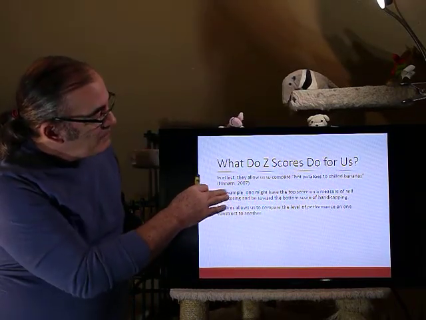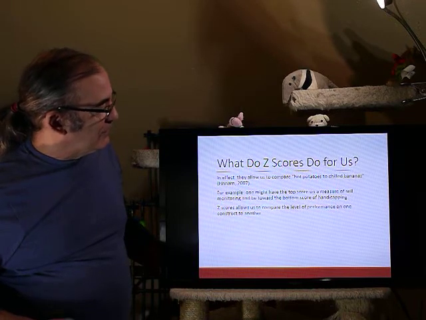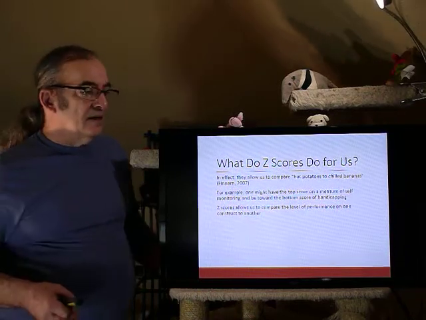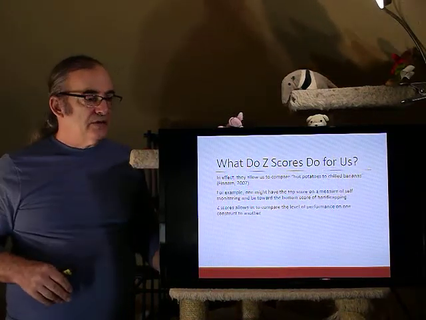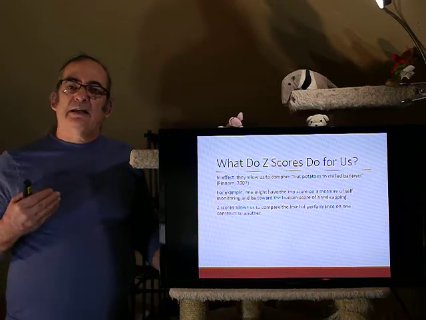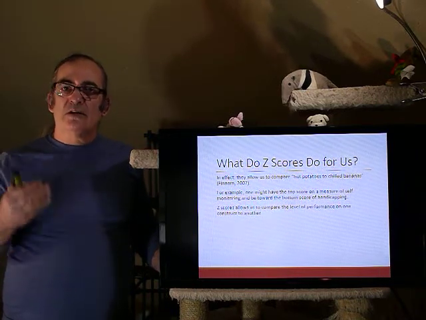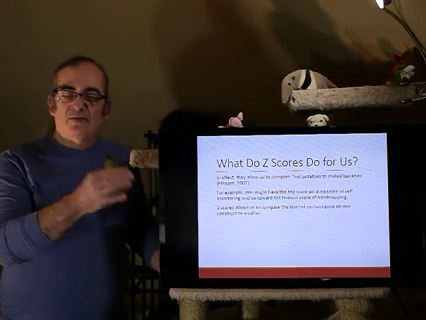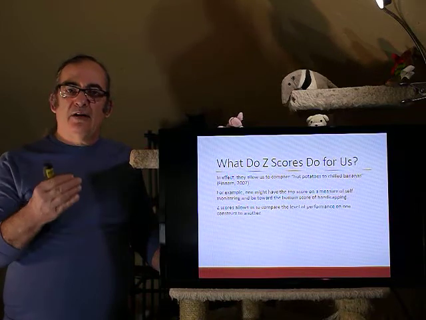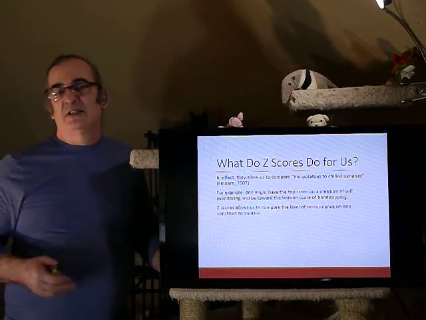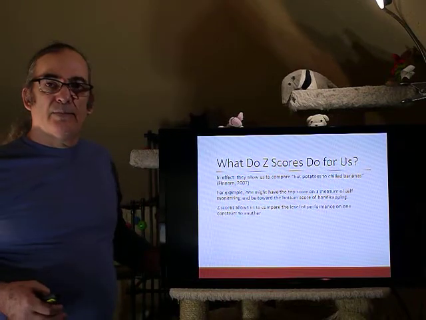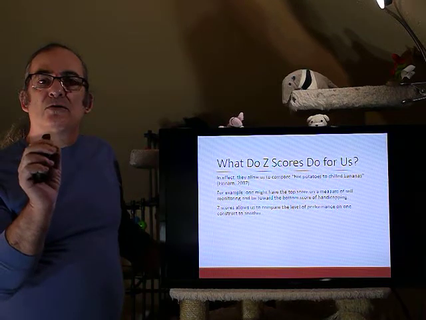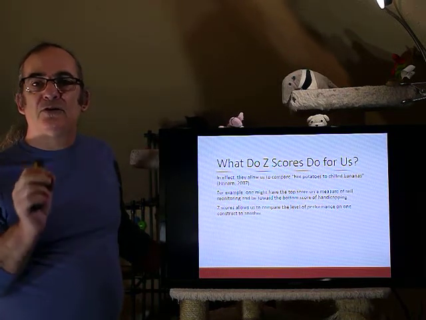So for example, one might have the top score on a measure of self-monitoring and be toward the bottom score of self-handicapping. Another, the two measures that we looked at in the previous lecture. The idea is, though, we have to be able to combine these scores in some meaningful manner, right? And one score might be generated on the scale, like I said, from 0 to 100. Another might have a score that's only from 1 to 5, if let's say it's a banded item that we used as an example earlier in this.